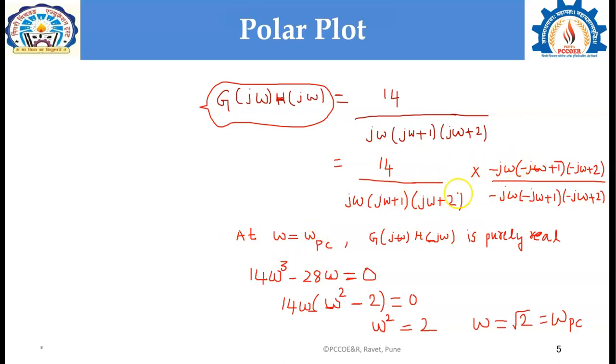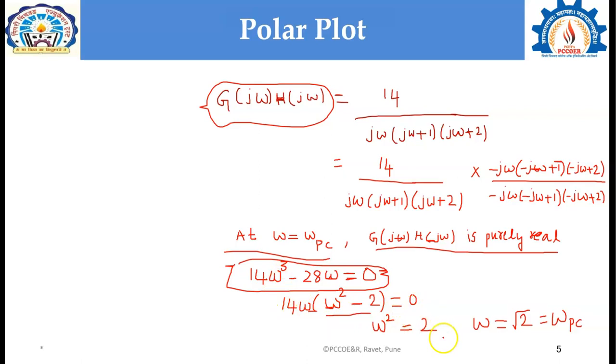Okay. So when you rationalize this term, you'll get real and imaginary part. But at this particular frequency, G of j omega into H of j omega is purely real. That means imaginary part will be equal to 0. If you solve this equation, we'll get the imaginary part as 14 omega cube minus 28 omega equal to 0. Okay, here you can take 14 omega as common. You will get omega square minus 2 equal to 0. Therefore, omega is equal to square root of 2. This is nothing but a phase crossover frequency. Unit is radian per second.